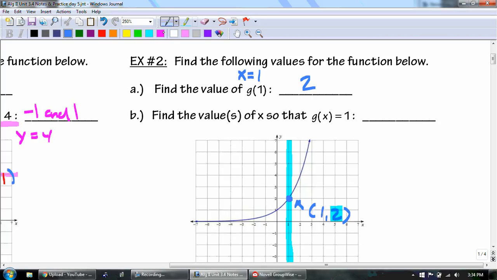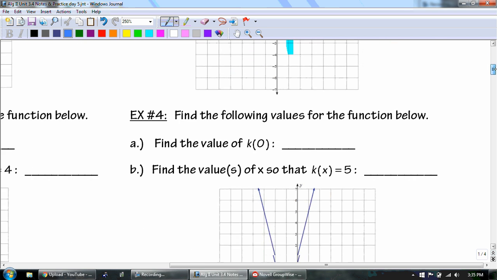Our next one, g of x equals 1. They're saying y equals 1. So I am drawing my line at y equals 1. I'm finding my point right there, and that point is 0, 1. So this time there's only one answer. There's my y equals 1, and my x equals, sorry, not 2, I was writing the last equation, x equals 1.